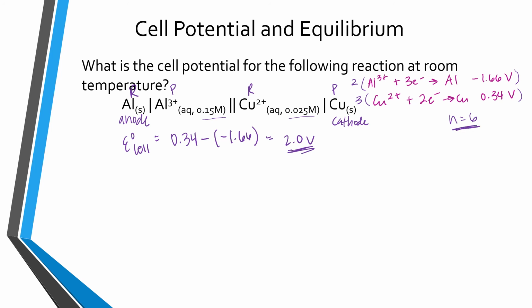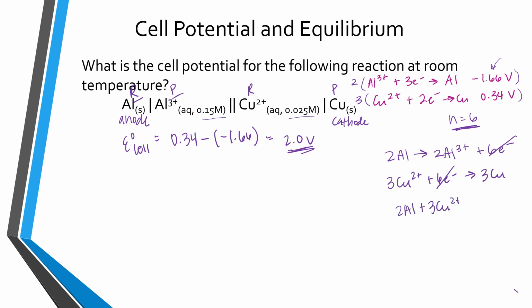Now, when we go to calculate Q, we have to use our coefficients, so I need to write out my balanced equation. Now remember, the lower reduction potential is going to flip because it's running as the oxidation. So that matches what we set up here. Solid aluminum is the reactant, aluminum 3+ is the product, it's being oxidized. And on the bottom, we have the reduction of copper. Of course, my electrons cancel. 2 aluminum plus 3 copper 2+ yields 2 aluminum 3+ plus 3 copper.